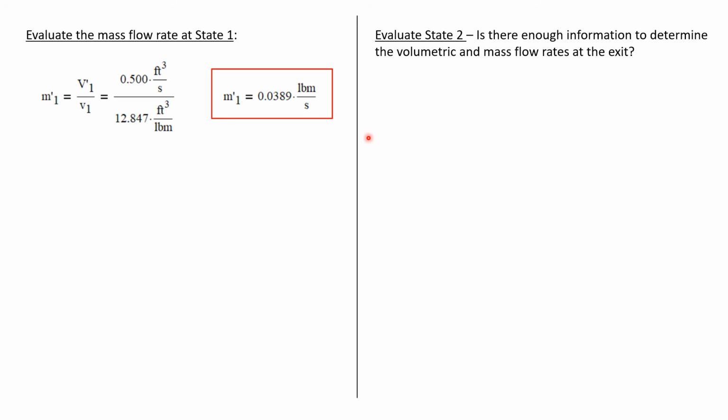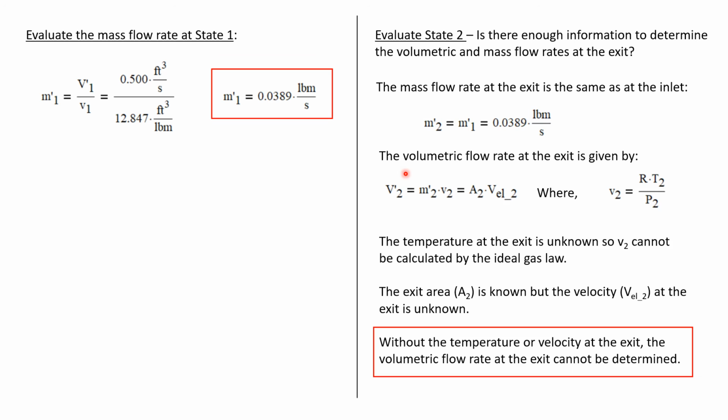So now the question before us is whether or not we can calculate the volumetric and mass flow rates at the exit. Well, we can certainly calculate the mass flow rate at the exit. The mass flow rate at the exit is simply the mass flow rate at the inlet. There's no other place for the mass flow rate to go. So we know that the mass flow rate at state 2 is the mass flow rate at state 1, which is 0.0389 pounds mass per second.